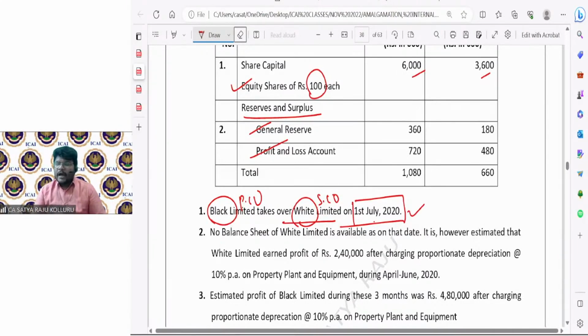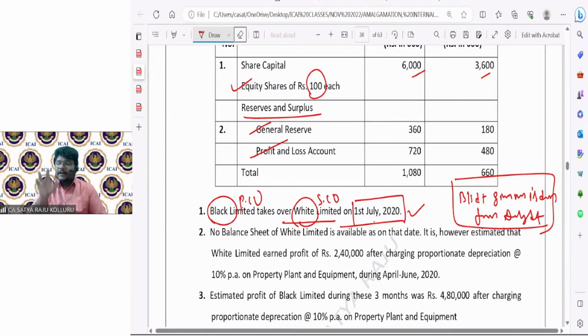But the problem is, I need to rework the balance sheet. What is the status of assets and liabilities as on 1st July 2020? For that reason only, I'm picking this problem. This problem type is special because the balance sheet date given is different from the amalgamation date. In that case, I need to rework the balance sheet as on the date of amalgamation, and then start the amalgamation procedure.